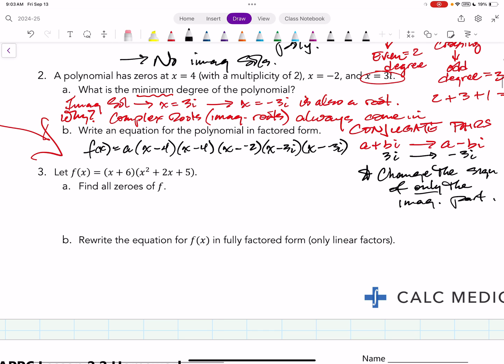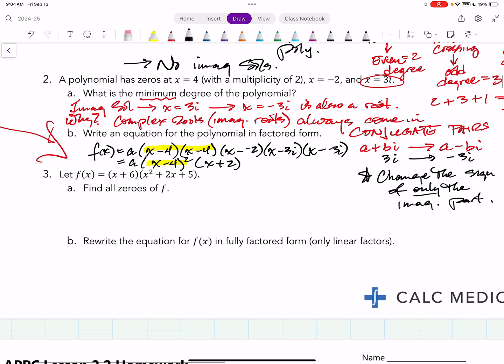Now you simplify, and so you get a times x minus 4 to the second power. Again, x minus 4 times x minus 4 is x minus 4 to the second power. Then times x plus 2 because we have a double negative. And then here you keep it the same: x minus 3i times x plus 3i. So simplify when possible. Again, what I did, let me just be more specific.